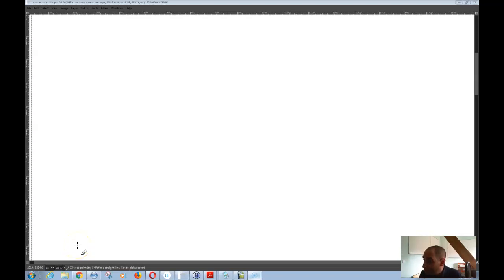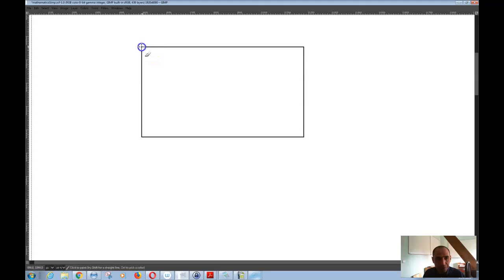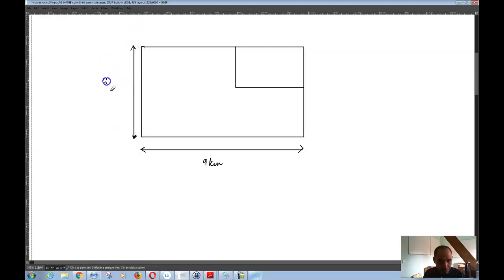Okay, so the next question that we have here is: a missing helicopter is reported to have crashed somewhere in the rectangular region shown in this figure. So we have this rectangular region, and it's been reported that the helicopter has crashed somewhere over here in this rectangular region. This length is 9 kilometers. This length is 4.5 kilometers. This length is 6 kilometers.